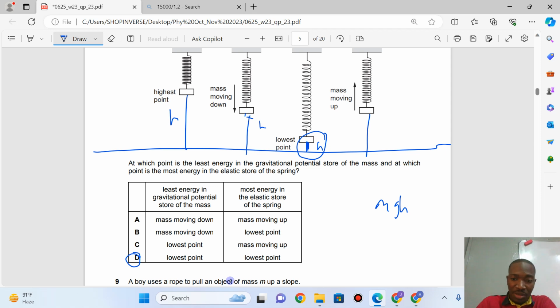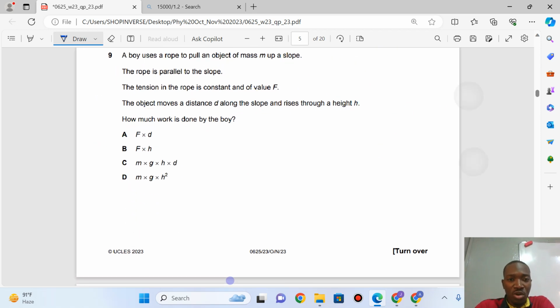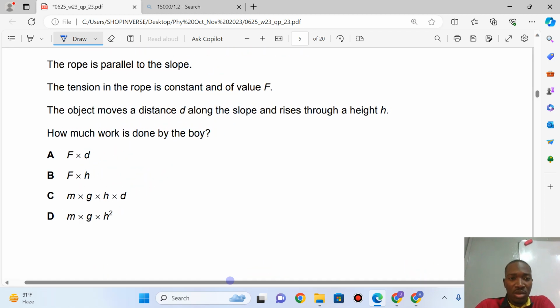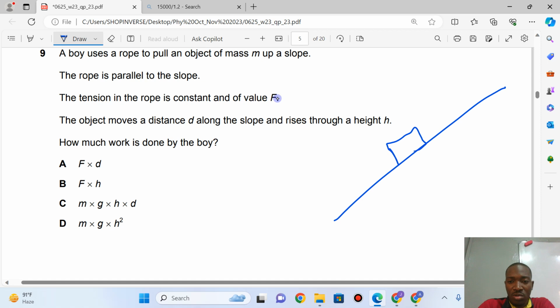Go straight to question number 9. A boy uses a rope to pull an object of mass m up a slope. The rope is parallel to the slope. The tension in the rope is constant and of value F. To solve a question like this, I like to draw diagrams. So this is the load.